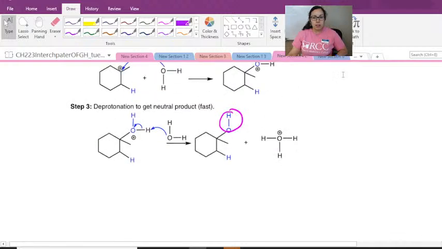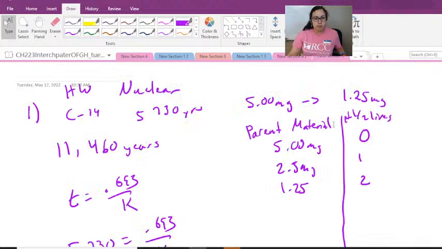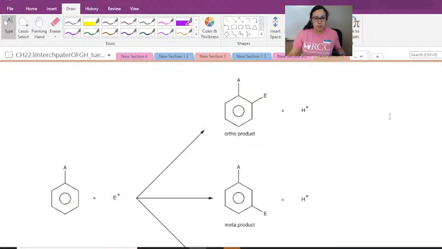Let's see, I think, oh, no, one more page. No, not that page. This page.